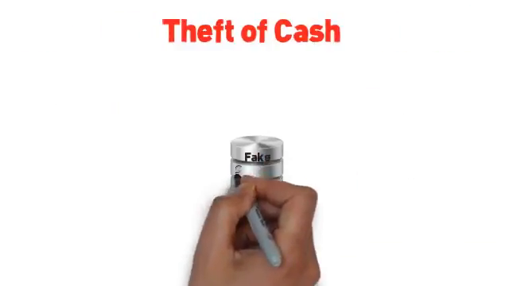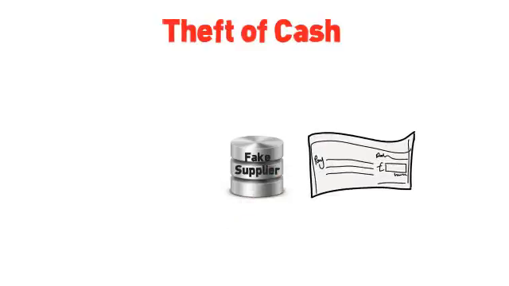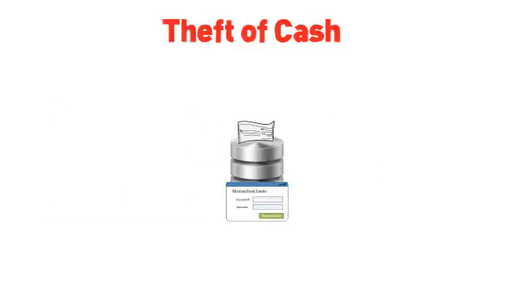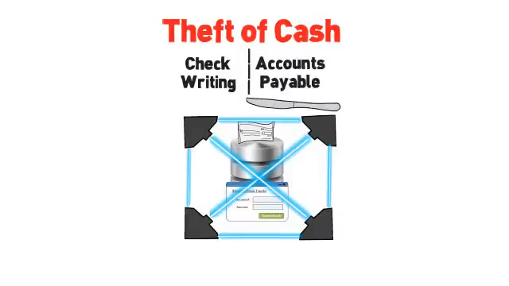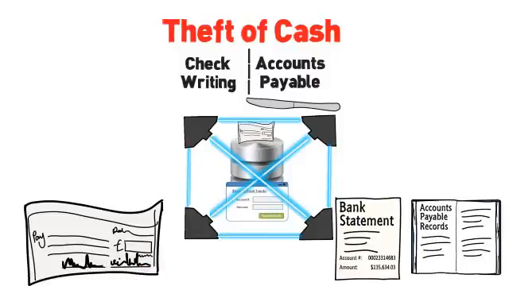And finally, there's the theft of cash. This can happen in several ways. Someone could add a fake supplier to your master file, they could steal blank checks, or could have unauthorized access to your electronic funds transfer. You can avoid this by restricting access to payment methods and separating check writing from accounts payable, requiring 2 signatures for checks greater than a specific amount, and having someone independent of cash disbursements procedures regularly reconcile bank accounts and recorded amounts.